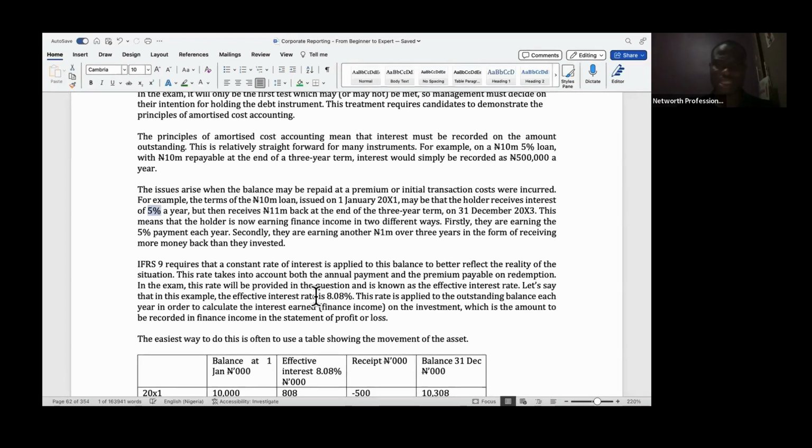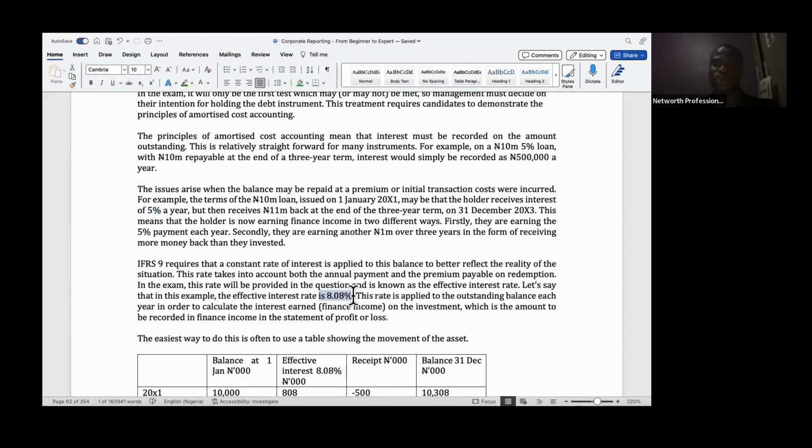So the examiner in this case gave us the effective interest rate of 8.08%. This 8.08% represents 5% and a portion of that 1 million. So that means that what goes into our P&L as income every year is not going to be just this 5%, but this 5% and a portion of that 1 million. And that is the work this 8.08% is going to do for us.